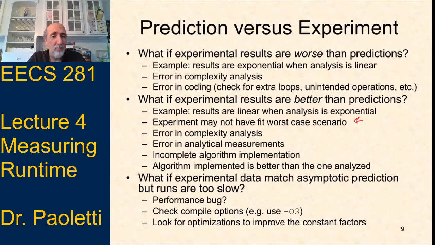Error in our analytical measurements, so maybe we didn't start and stop the timer at the right point. Maybe we didn't do a big enough N, so just maybe my empirical analysis just went wrong. I could have an incomplete algorithm implementation. So maybe I did the input and the output but forgot to do the searching. And because there was no solution found, it was easy to print output. Well, if I don't do all of the work, then yeah, my timing should be off. And also the algorithm implemented could be better than the one analyzed.